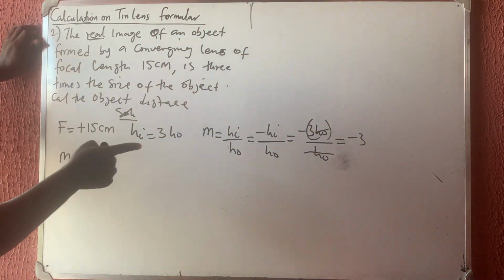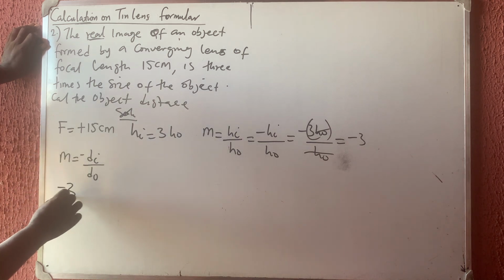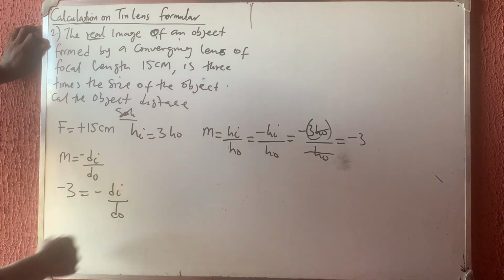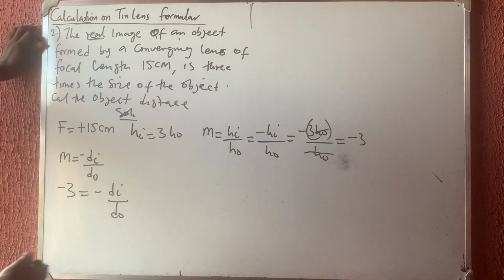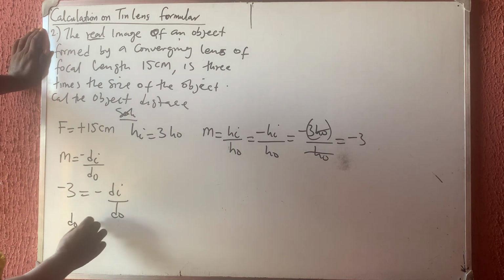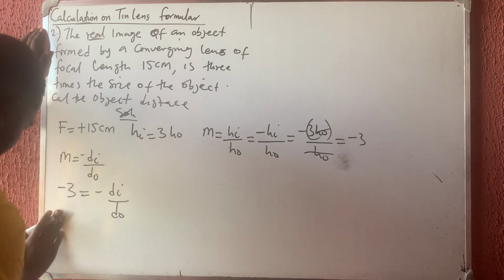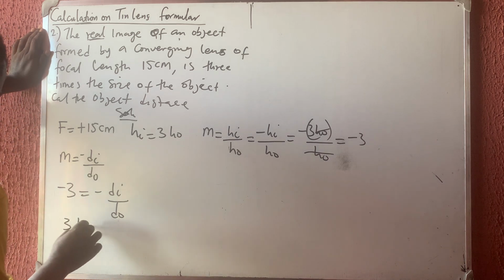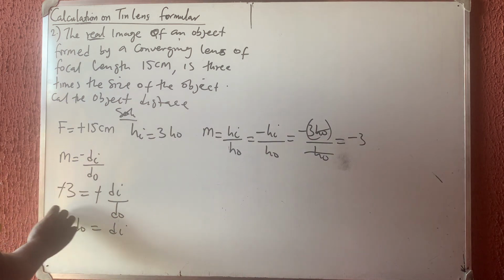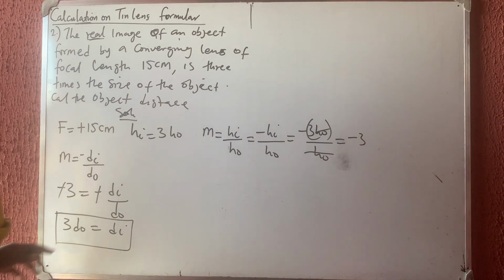So therefore, -3 is equal to minus DI over DO. If we cancel out the minus signs, we see that 3DO is equal to DI. Having this, you can now calculate our DO.